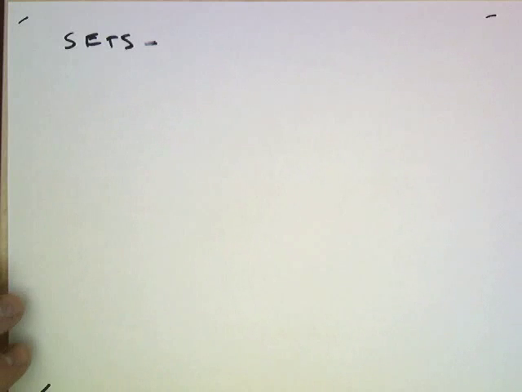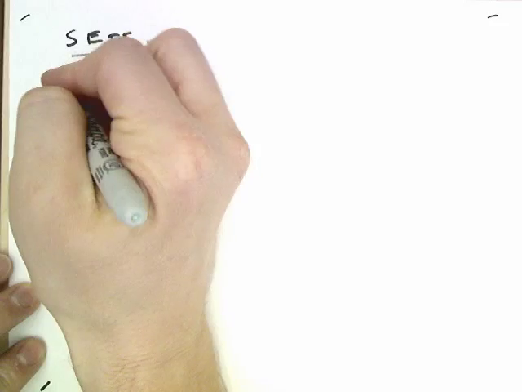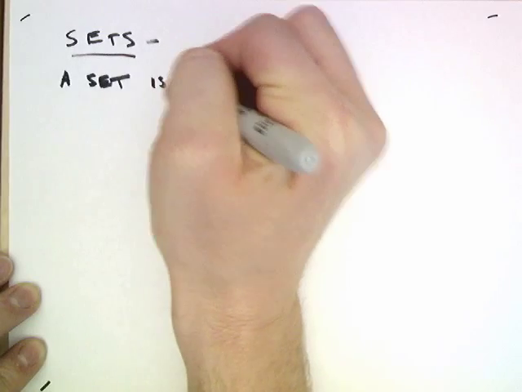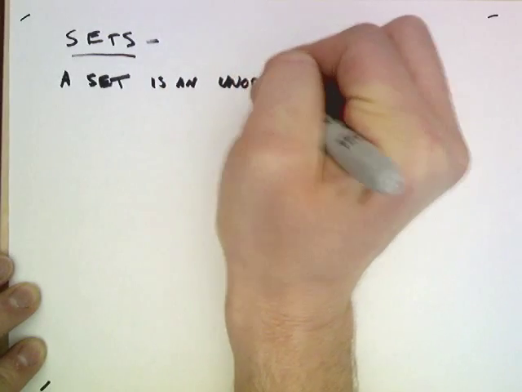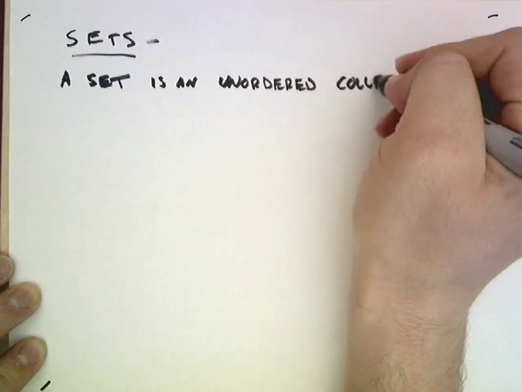We're moving on to a new topic now. The topic's going to be sets and basic operations on sets. What is a set? A set is an unordered collection of objects.